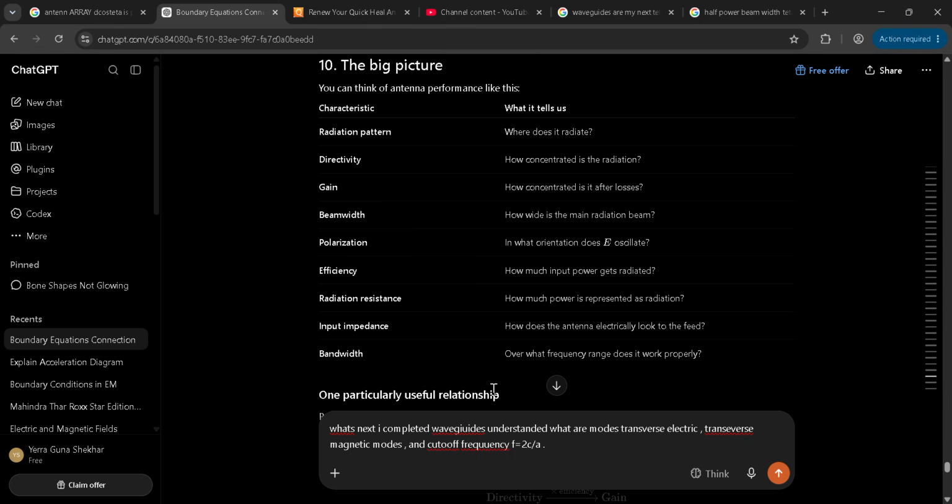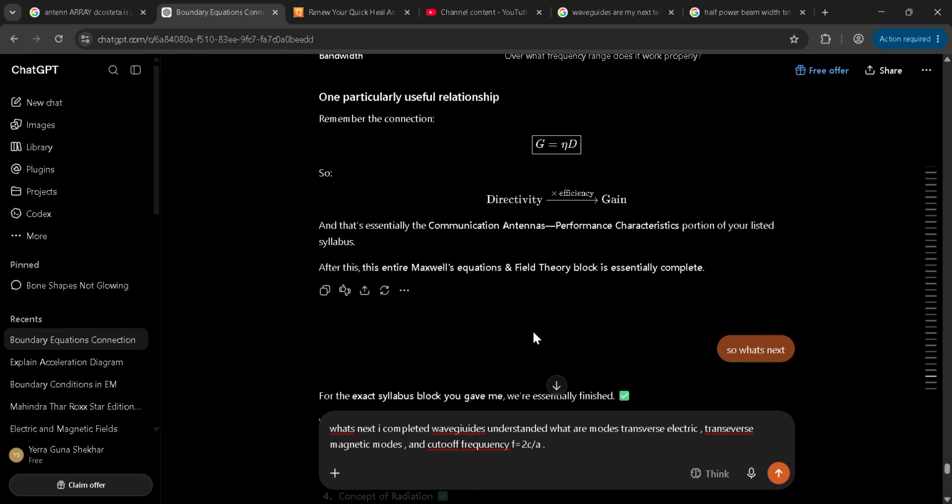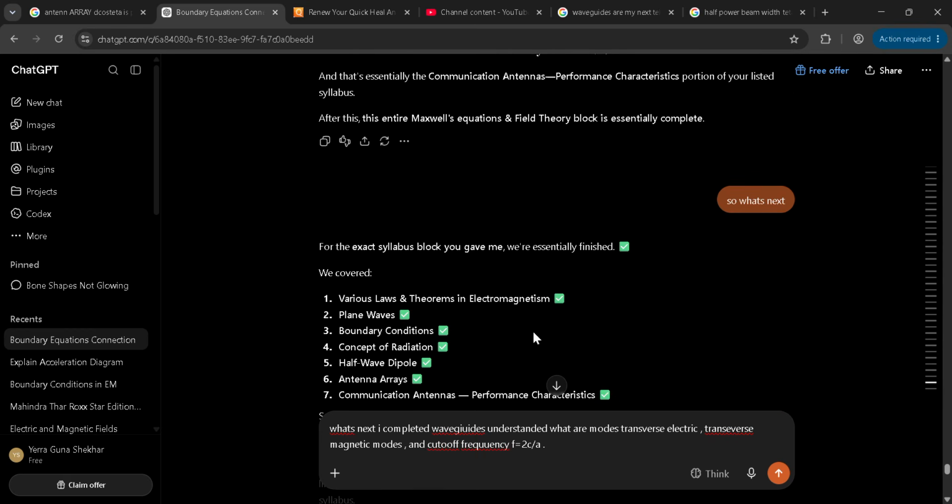One particularly useful relationship: gain equals efficiency times directivity. Due to efficiency, some power loss will happen. And that essentially completes the antenna portion. After this, the antenna and filter block is essentially complete. So what's next?